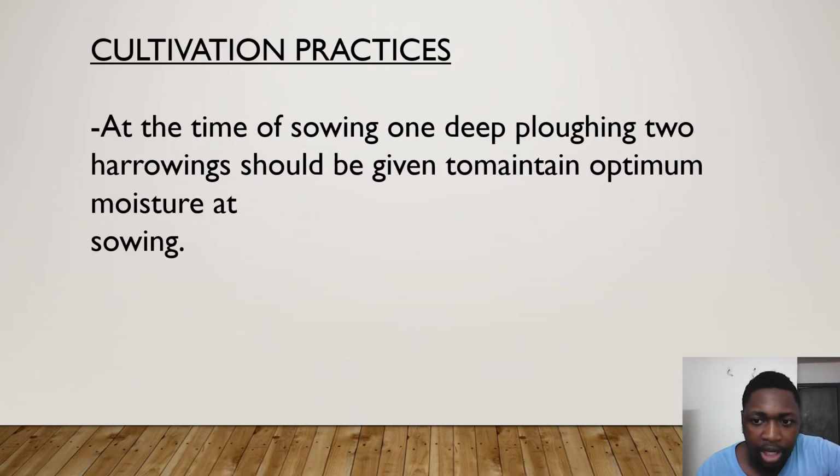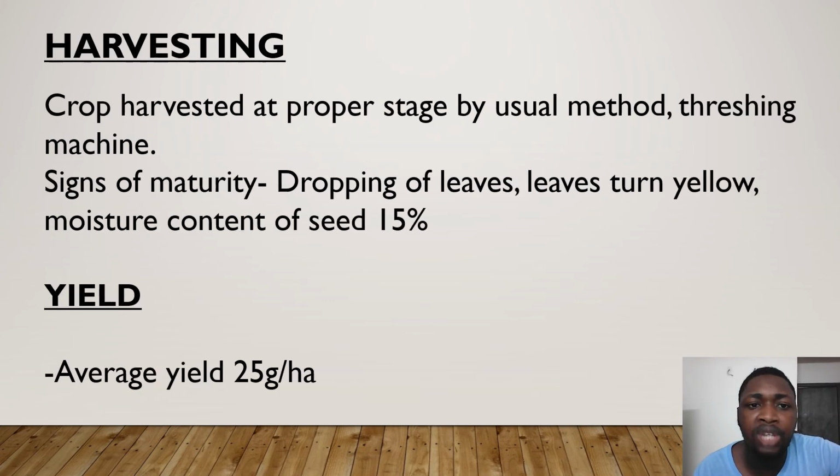Cultivation practices. At the time of sowing, one deep plowing is practiced, then two harrowings should be given to maintain optimum moisture at sowing. So that's one deep plowing, then we have two harrowings. This should be applied to maintain optimum moisture in the soil.